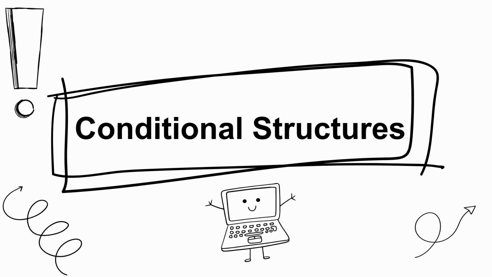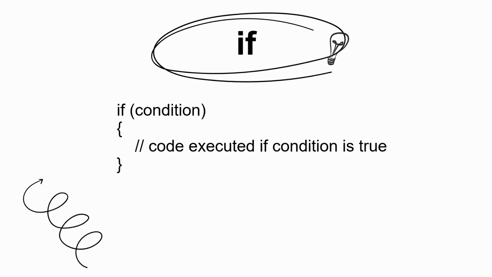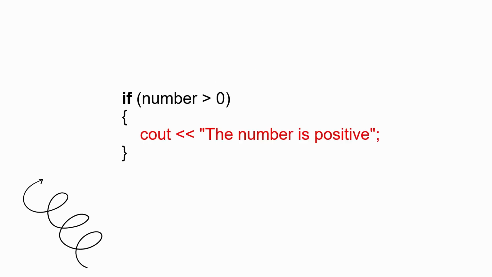Today we're going to learn if-else, and else-if statements in C++ with simple examples. The if statement checks a single condition. If it's true, the code inside runs. If it's false, nothing happens. Here, we check if the number is greater than 0. If yes, we print it's positive.